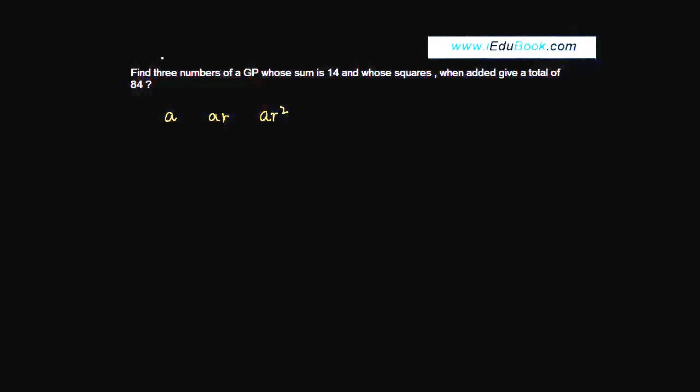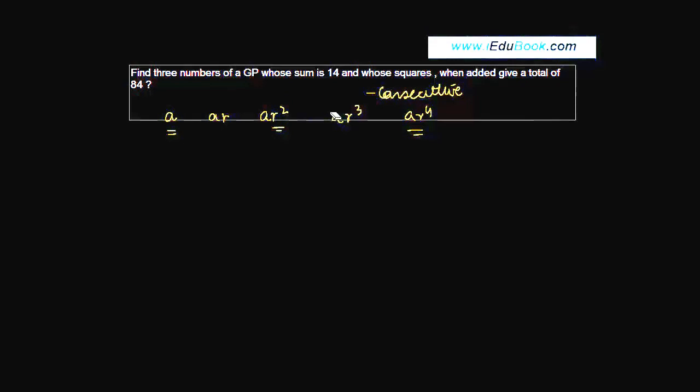Now the underlying assumption that we are taking is, although it's not given to us that these are consecutive, we are assuming these numbers are consecutive, right? Otherwise, in a GP, if this was ar^3, ar^4, even these would be three numbers of a GP. But our assumption is that these three numbers are consecutive.